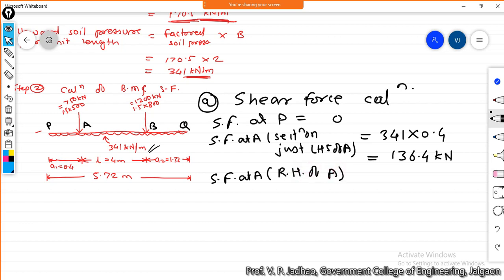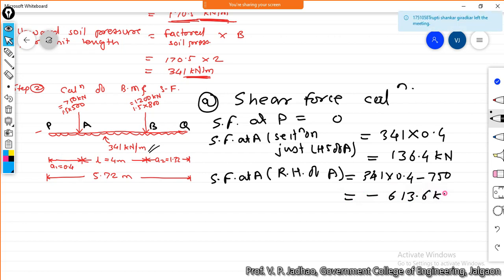Now shear force at A, considering that the section is on the right hand side of A, we are now considering the section is here, therefore the shear force will be the total shear force developed due to this 341 kilonewton per meter load and this particular 750 kilonewton factored load. So this will be equal to 341 into 0.4 minus 750. We get this value as minus 613.6 kilonewton.